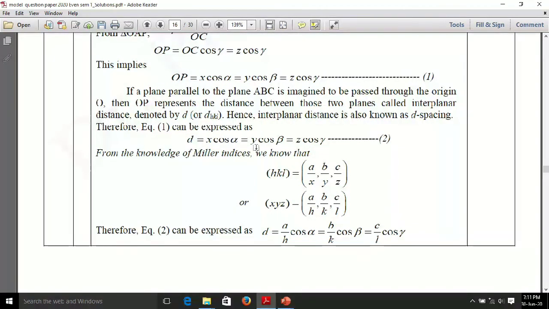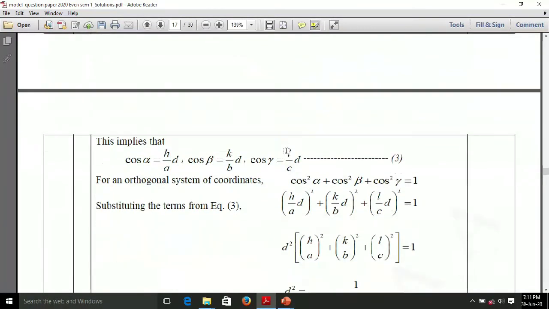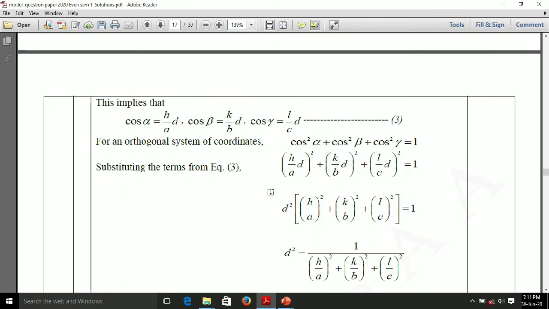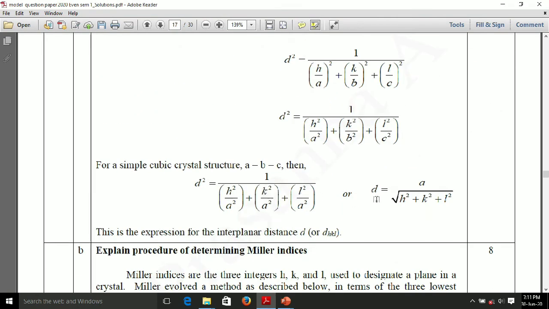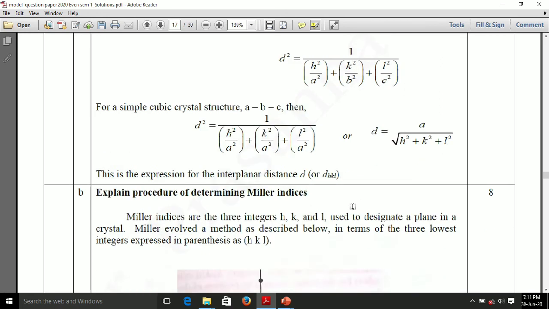And in the next part you will take the Miller indices equation and simplify it, for which 2 marks will be awarded. For the remaining part 2 marks will be awarded. So d equals a by square root of h square plus k square plus l square. You have to arrive at this expression because for a simple cubic crystal structure, a equals b equals c. Therefore, you are taking a in the place of b and c too. Therefore, you are getting this expression.